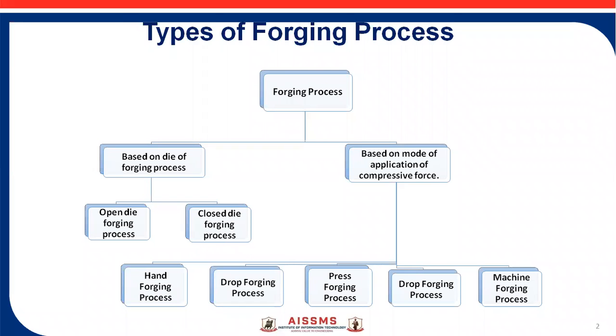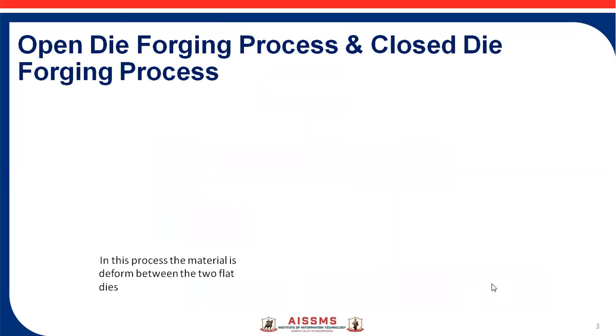The forging process is generally done on a press. The press may be a mechanical press, and another is the hydraulic power press. These forging processes may be classified depending upon the die and the mode of the compressive force. Based on the die, forging may be further classified into open die forging and closed die forging. Based on the mode of application of compressive force, it may be classified into the hand forging process, drop forging process, press forging process, and machine forging process.